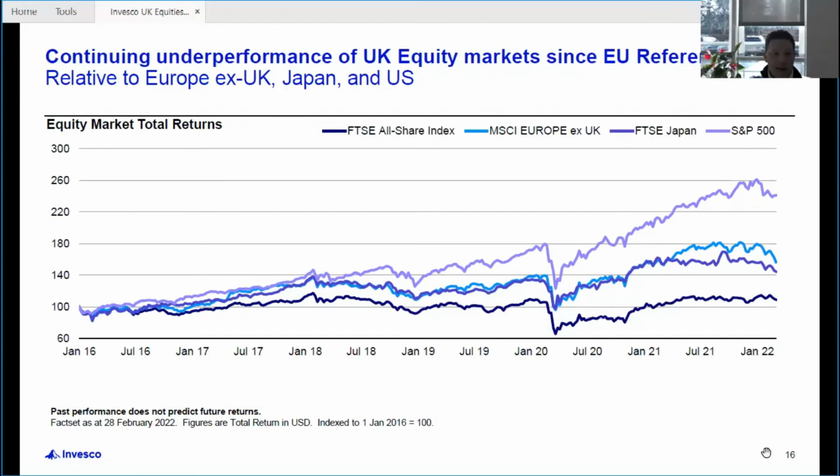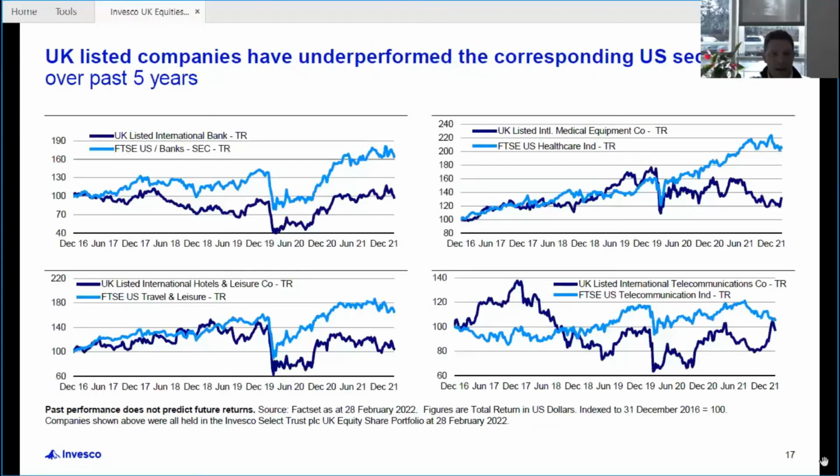And I think there's a perception that that's down perhaps entirely or almost entirely, certainly relative to the US market, to the fact that there's no tech sector of note in the UK. But if you look at the next slide, you can see that actually, whilst I think there is something in that tech argument, it's only part of the explanation.